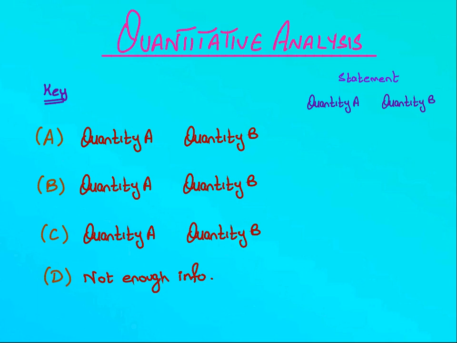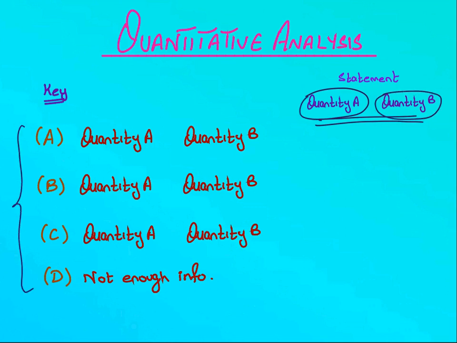Now these are some questions from quantitative analysis. Just a quick review of the key. First thing, after every statement you will have two values. The first column would be quantity A, the second column would be quantity B. And then the key goes like this.